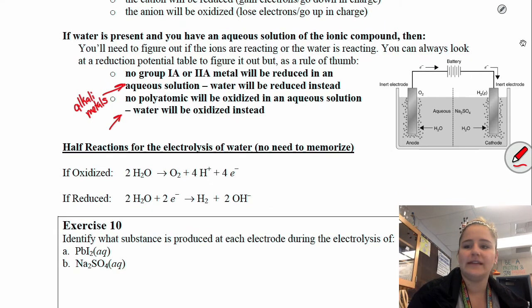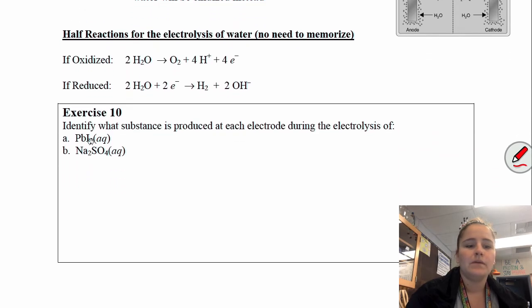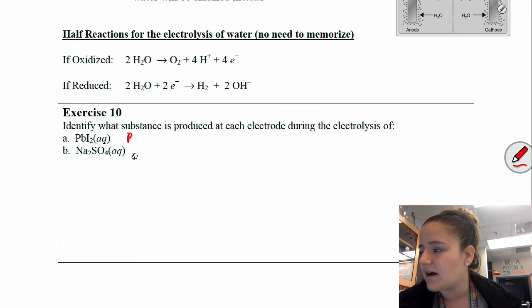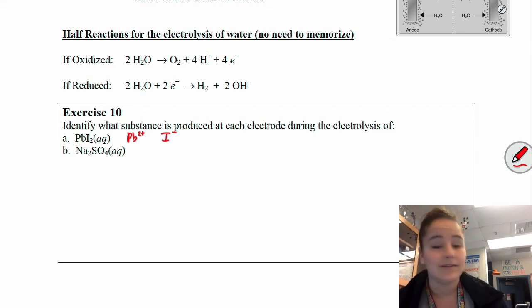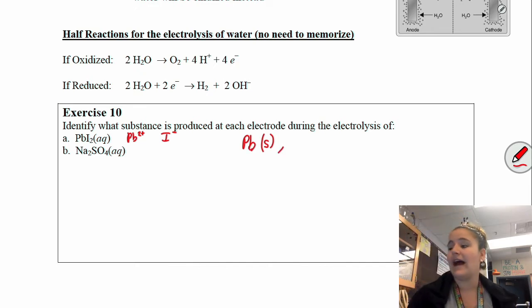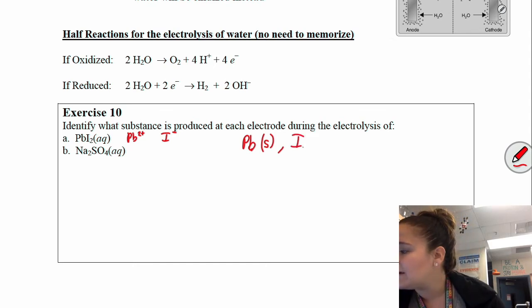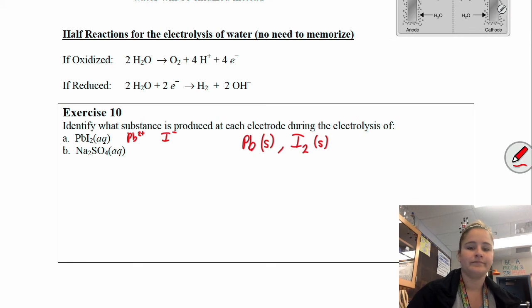So if we look at this example, PbI2, that's no alkali or alkaline earth metal. So we can predict that our Pb2 plus ion and our two I minus ions are going to form their compounds. The lead is going to gain 2 electrons and be Pb solid, while the iodine is going to lose an electron and be iodine solid. Okay, and iodine's a diatomic, so it is I2.